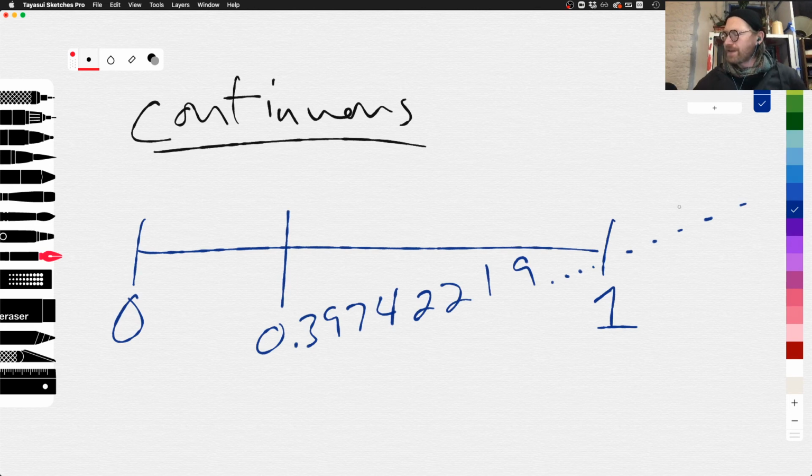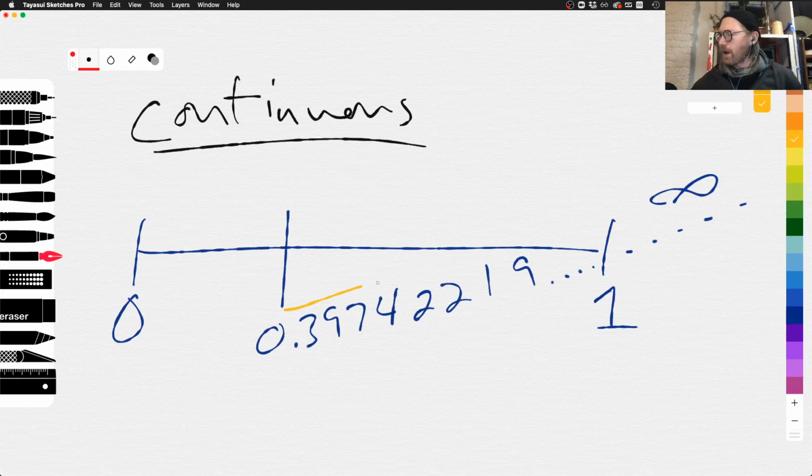Now, if I give this infinite precision, if I have some way to measure this with infinite precision, then how many values are there between 0 and 1? Can I count that? No, I can't count that. Not only would it take me forever, it's not actually possible, because no matter how precise of a measurement I make here, right? Let's say I have a precise enough tool to make that measurement.